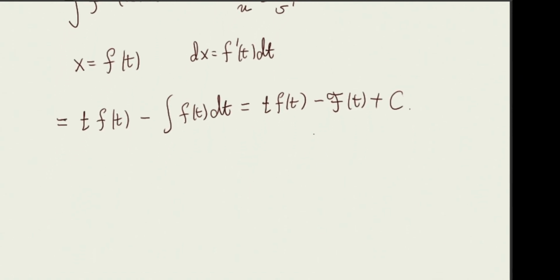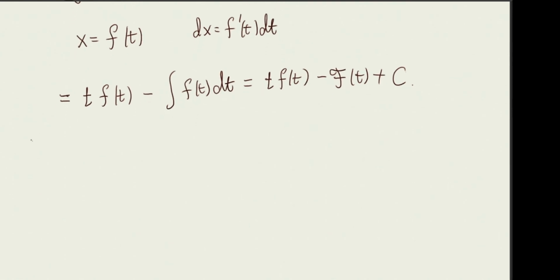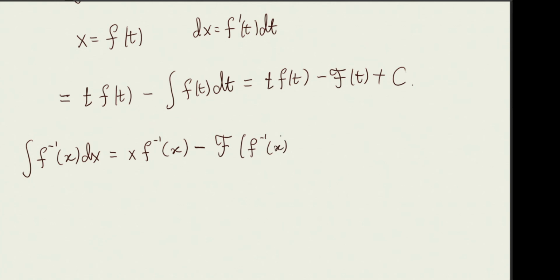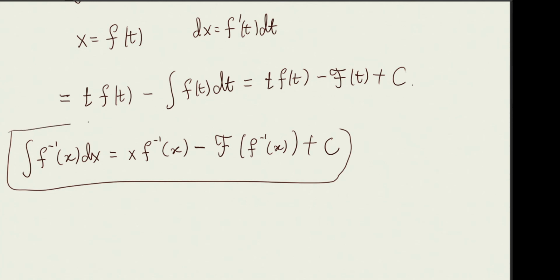So the last step would be just to express this formula in terms of x. Let me rewrite this again. So we have the integral of f inverse of x dx is, okay, so we know that f of t is just x, so I'll write it as x, and of course t is f inverse of x. So we got this part covered, and minus capital F, and of course t is f inverse of x, and plus a constant, and this is our generic formula that we wanted to derive.